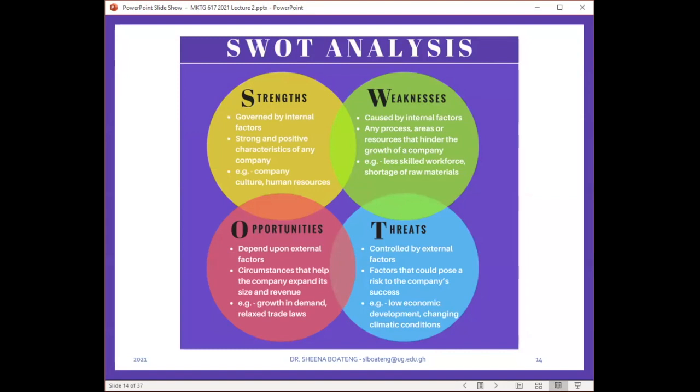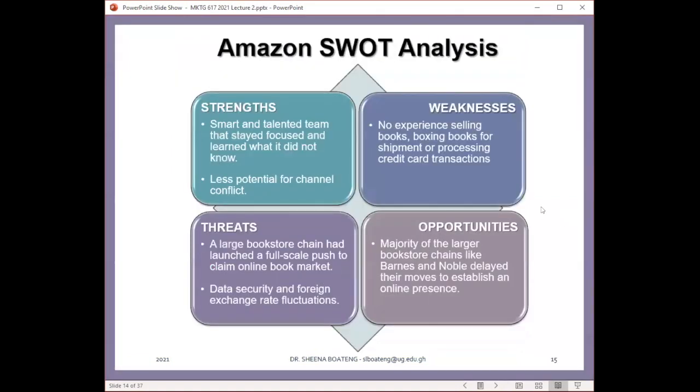Yes, yes. The strengths and weaknesses are the internal factors, and then the opportunities and threats are the external. Good. So the strengths and weaknesses are internal, the opportunities and threats are external. So now that we know that, let's look at a typical SWOT analysis for an organization.